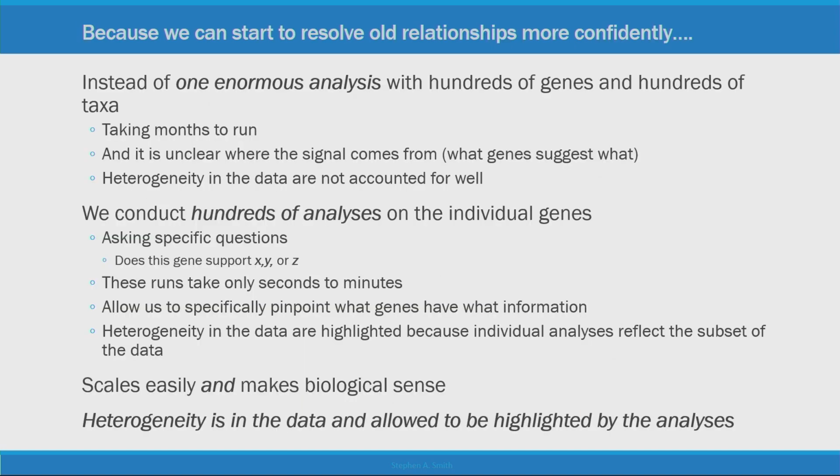Now, because we can start to resolve these old relationships more confidently, instead of one enormous analysis with hundreds of genes and hundreds of taxa that takes months to run, where it's unclear where the signal comes from and there's heterogeneity in the data that's not accounted for well, we're conducting hundreds or thousands of analyses on individual genes, asking specific questions. These runs take seconds to minutes. We can take advantage of heterogeneous resources, and we can pinpoint what genes have what information. So this scales easily, and it's reflected in the biology. Heterogeneity is in the data and is allowed to be highlighted by this type of analysis.